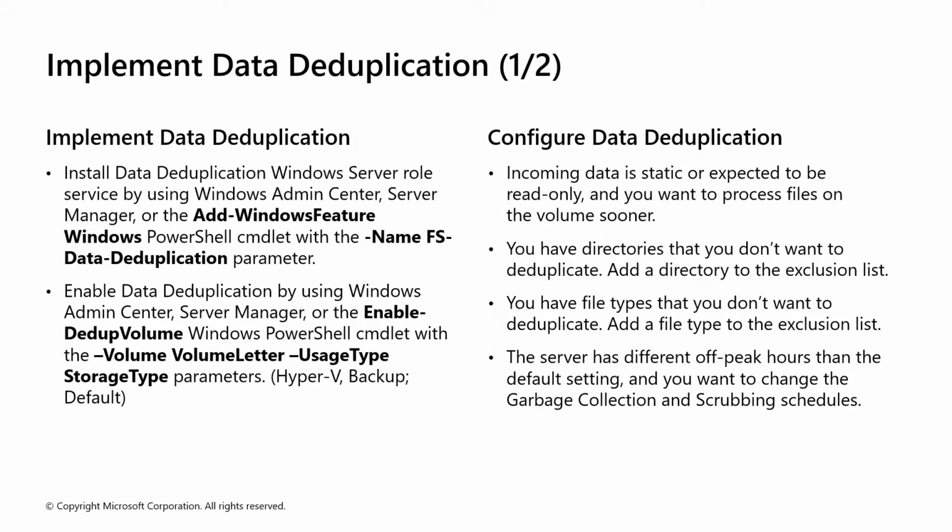To implement data deduplication, install the role service using Windows Admin Center, Server Manager, or PowerShell. Enable data deduplication on the target volume and configure settings for your scenario. You can exclude specific directories or file types and adjust the schedules for garbage collection and scrubbing. These options let you tailor deduplication to your organization's needs.